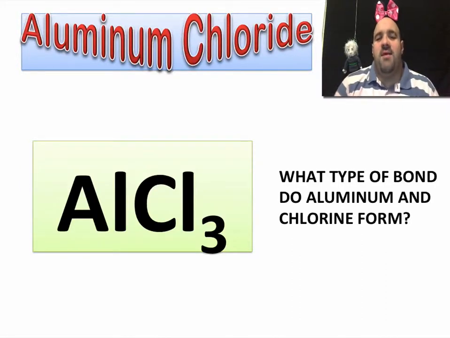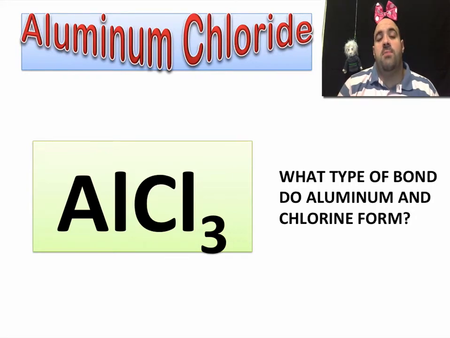Hi, Mr. Sapone here, and today we're going to look at electronegativity and bond type based on electronegativity, and we're going to talk a little bit about determining whether molecules are polar or nonpolar. I'm going to start with the question, what type of bond will aluminum and chlorine form?